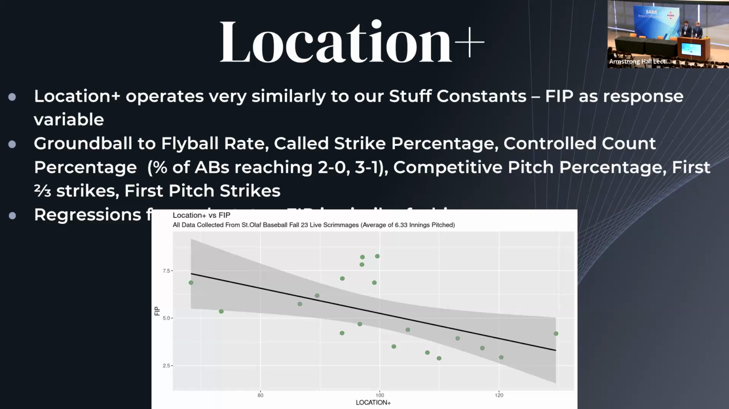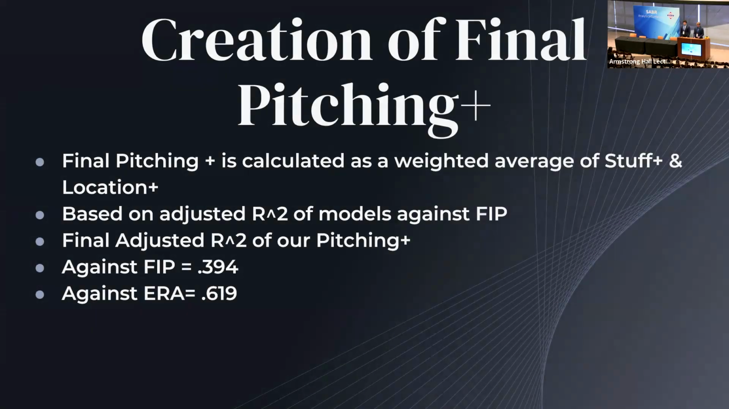We found an R-squared value of 0.291, which we were really excited about. So then with that, we have our Stuff Plus and we have our Location Plus, and we wanted to put it together into a final Pitching Plus statistic that could really well determine how valuable a pitcher is at the D3 level. It was a weighted average using the R-squared values for the stuff and the location.